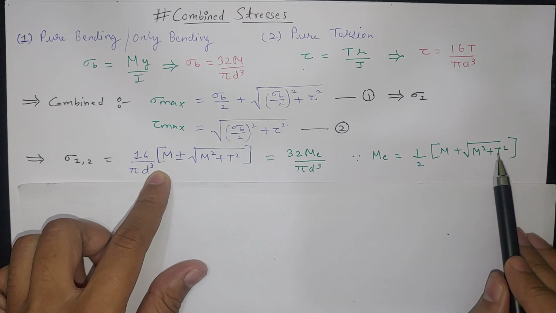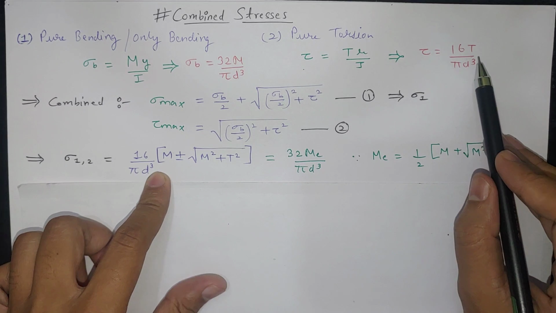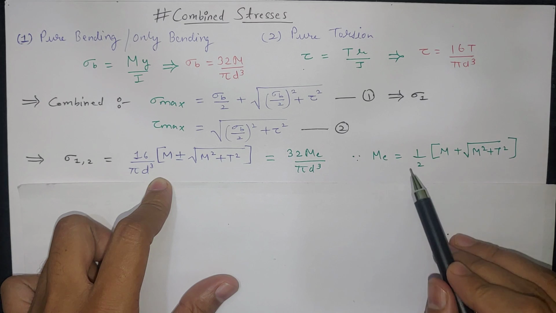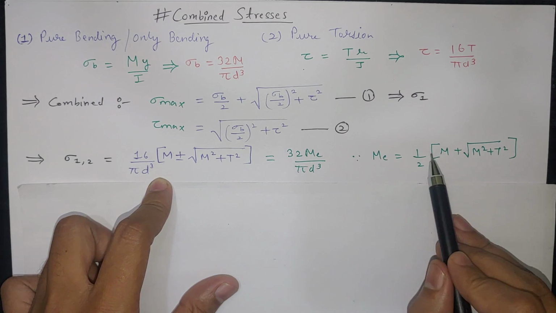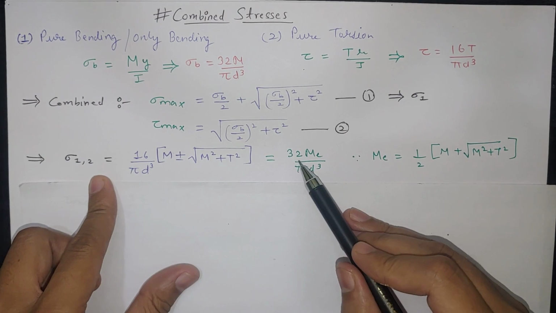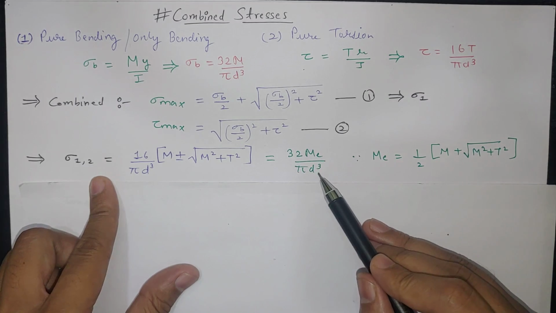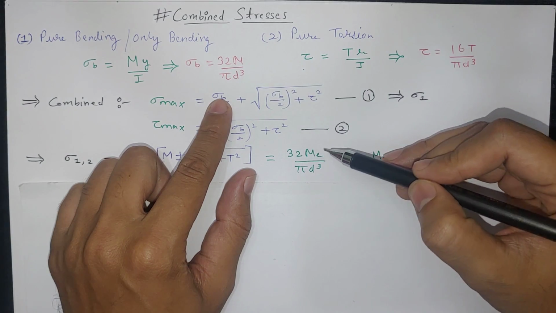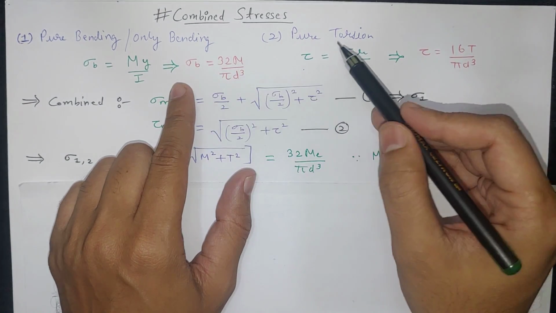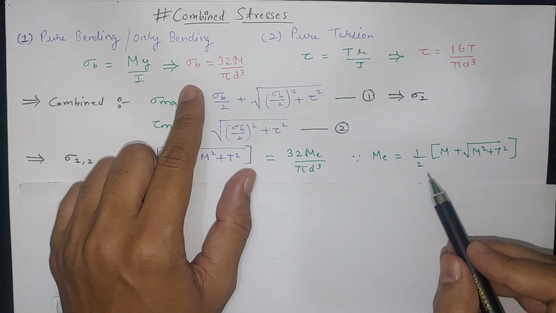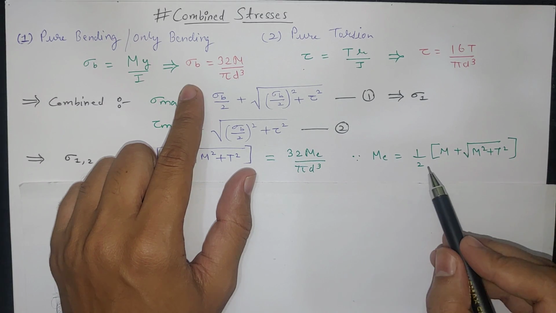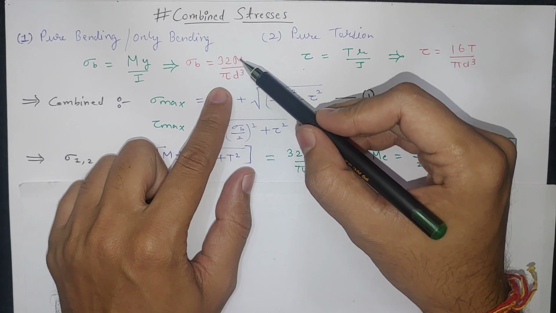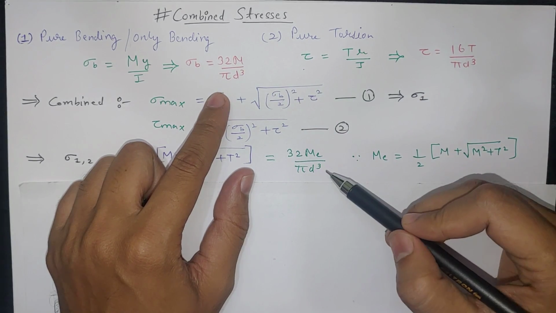So if we apply moment and torque individually, and then apply them together, the equivalent moment which will be generated is this much. If we replace it in sigma 1, 2, then it will be 32 M equivalent divided by pi d cube, similar to this formula. You see here M, here M equivalent. If we apply bending and torsion load, then we have to use M equivalent, which is calculated from this formula, and the formula will remain the same. This is for pure bending or only bending load, and this is for combined load.